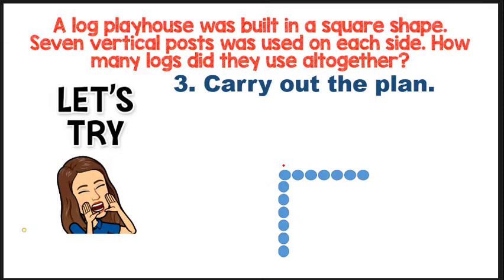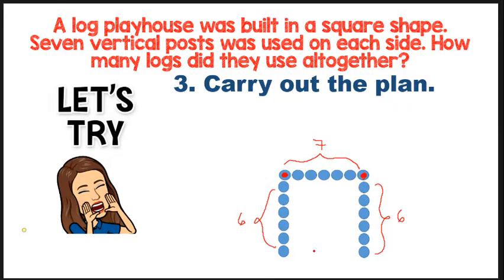So for this part, we initially started with 7 logs. For the next side, we only need to add 6 logs to make up the 7 logs for the second side. They will share a common side or common corner, this log. For the other side, all we have to do is to draw another 6 logs. They will share a common log again.